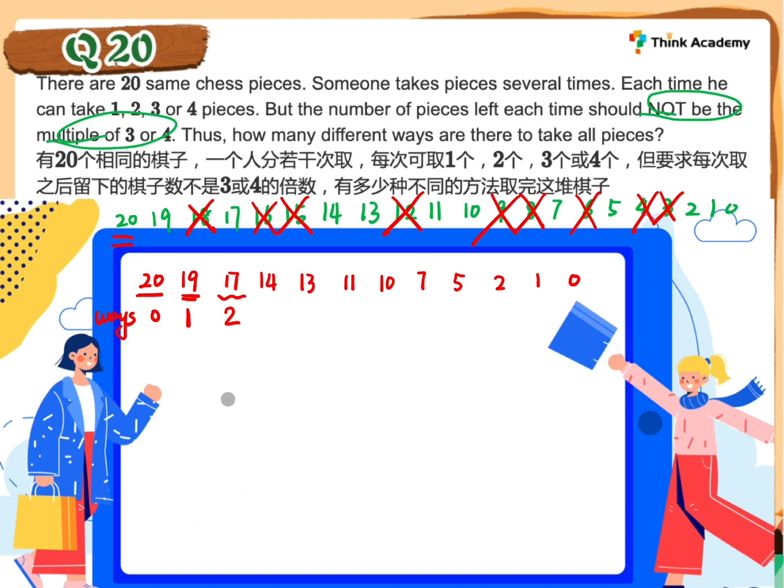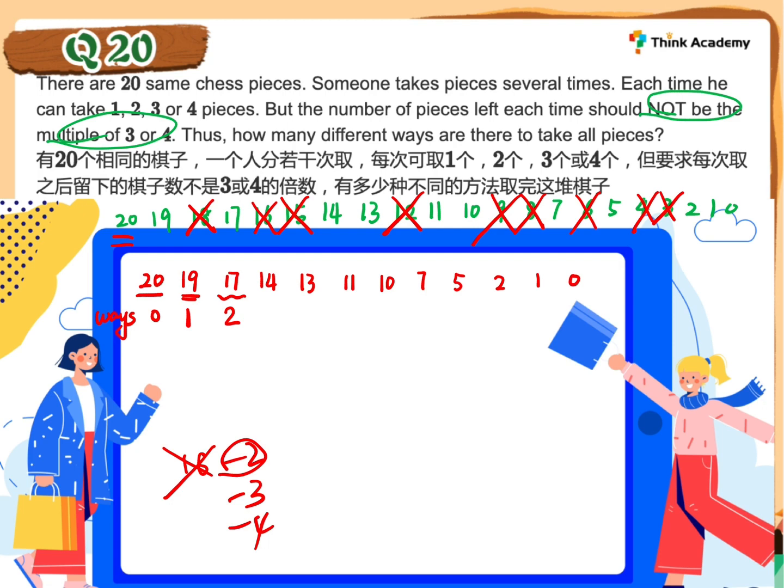And then how can you get 14? Think about it. How can you get 14? You can only take 1 piece or 2 pieces or 3 pieces or 4 pieces, right? So when you do 15 minus 1, you cannot use this way because you cannot get 15. 15 is a multiple of 3. So you cannot enter that situation. So this way, drop it. And something minus 2. Yeah, 16 minus 2. But you cannot get 16, right?